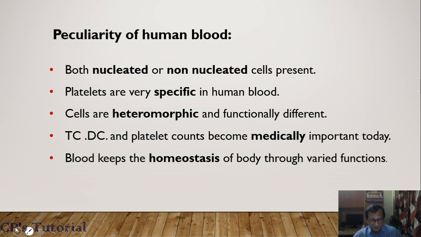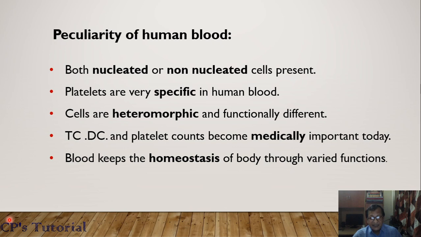It has two types of cells, nucleated and non-nucleated. It has a peculiar substance, the platelets, that is thrombocytes, which is very specific in human blood. Why is it specific? Because it helps in the blood clotting system. The cells are not only nucleated and non-nucleated, they are also of different forms, that is, heteromorphic in character. It functions differently, though it is heteromorphic.